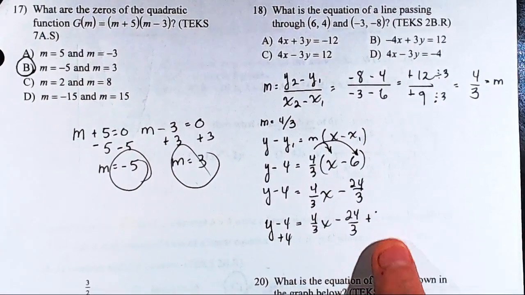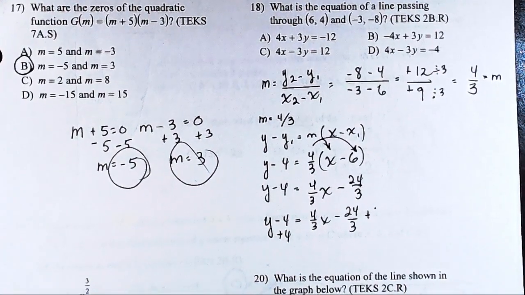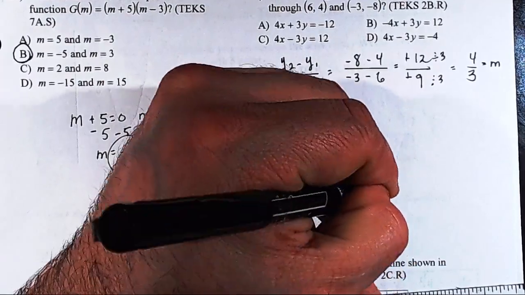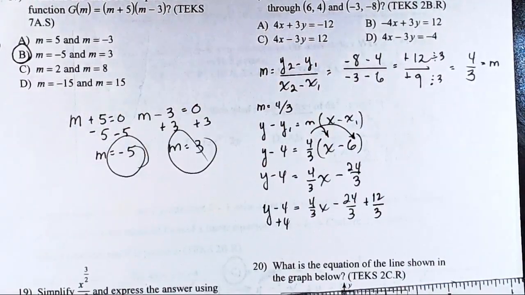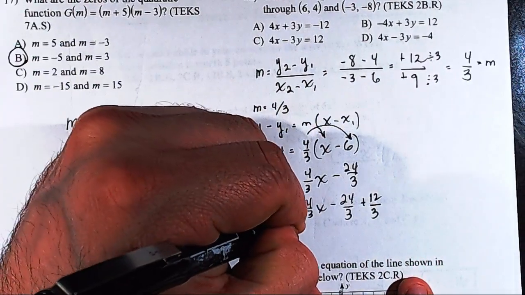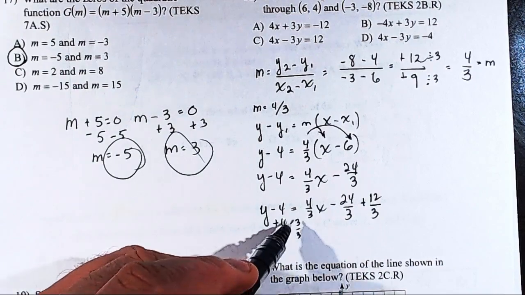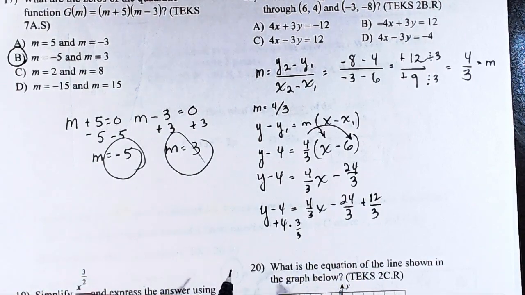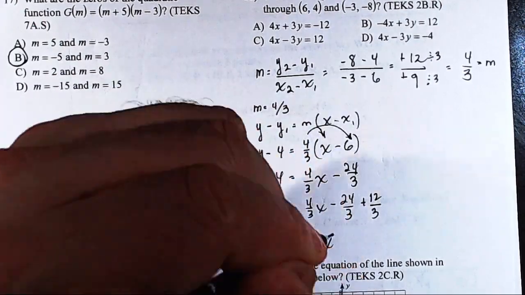When I add it to the right side, I might as well put it in terms of 3. So I'll put it in terms of 3 by calling it 12 thirds, because 12 divided by 3 is 4. If you didn't know how I did that, just multiply 4 by 3 thirds. You get 12 thirds. 4 times 3 is 12 over 3. So this equals 4 thirds x.